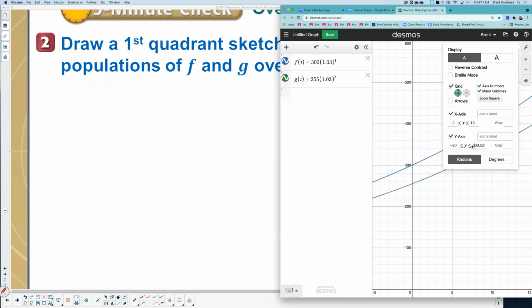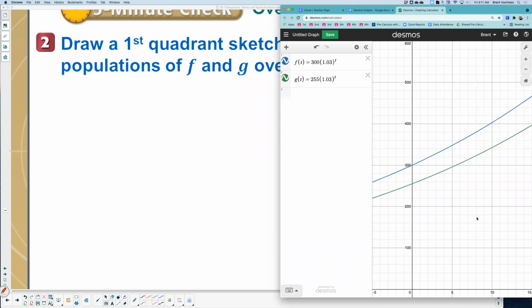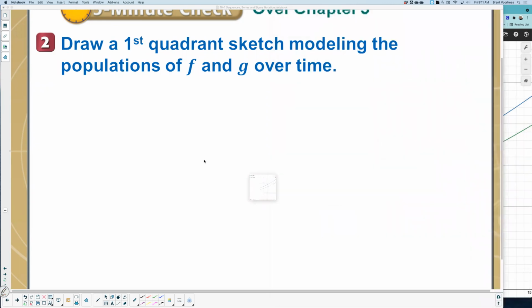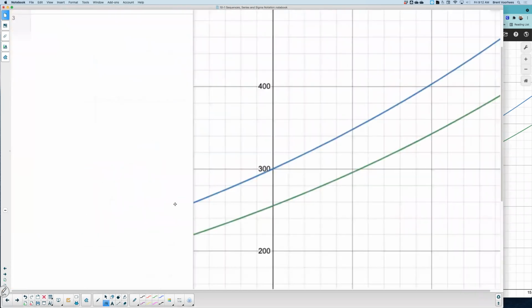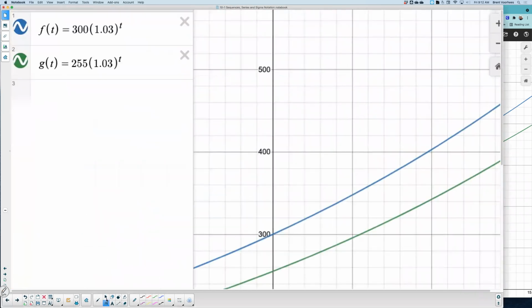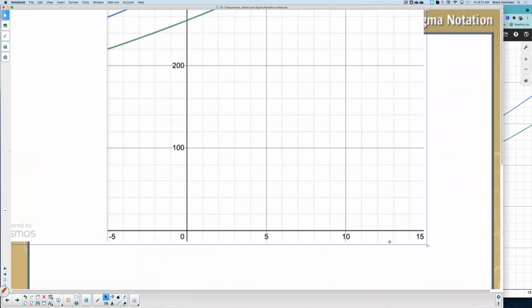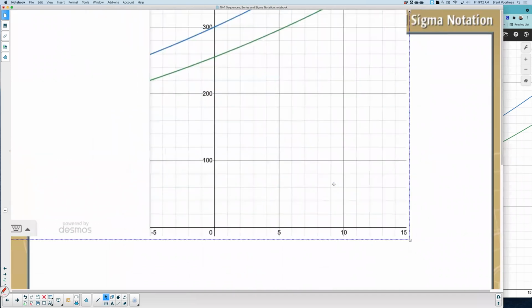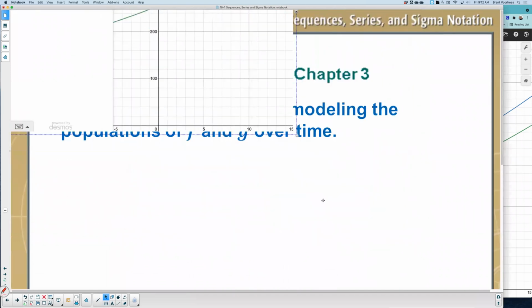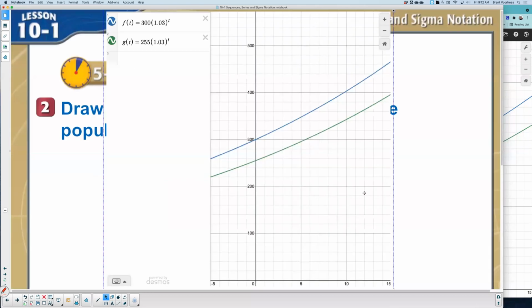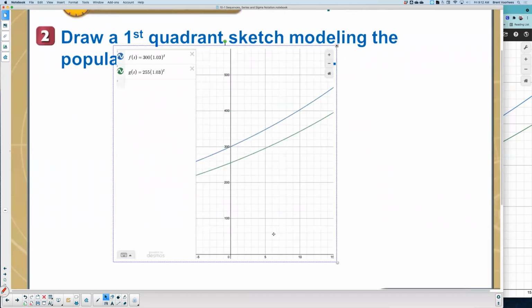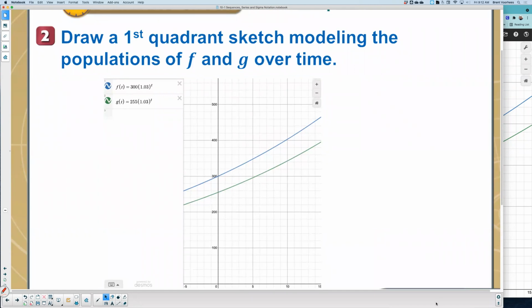There's the idea of the graph. That would be the first 15 years of this growing right here. So here's your picture for all of this. Scan it, put it in our notes. You need to just have some type of sketch on your paper resembling that, starting at 300 and 255, and it would be curving up at a rate of 3% growth. And that would suffice as your first quadrant sketch.